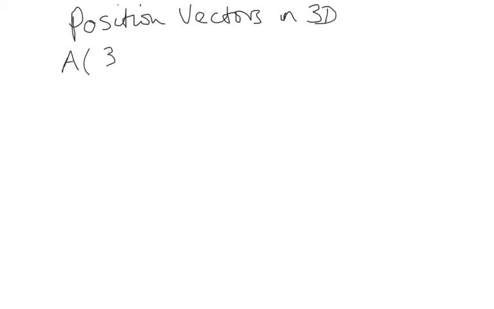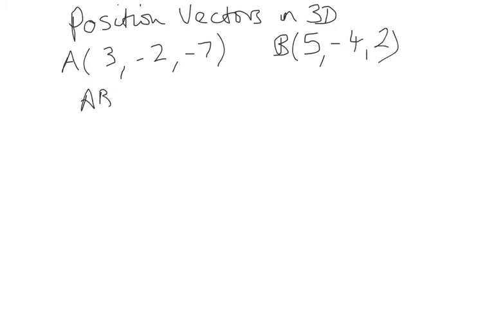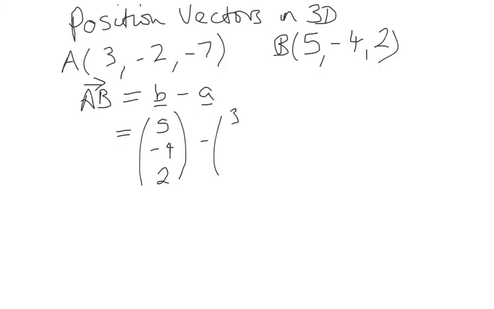Position vectors in 3D. If we have A as the coordinate (3, -2, -7), and B is the point (5, -4, 2), we can find AB. We did this in 2 dimensions using B subtract A. We can still do this in 3D. 5, -4, 2, that's the vector B. Vector A is 3, -2, -7. Just a matter of subtracting.